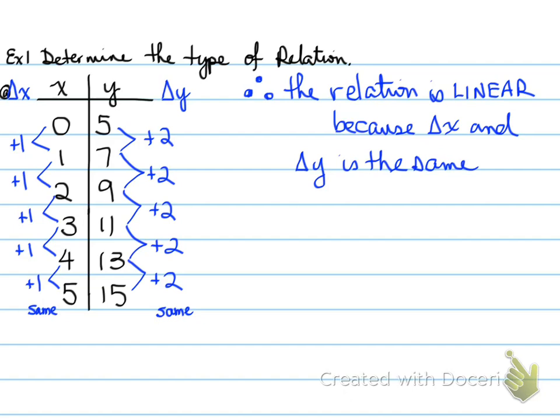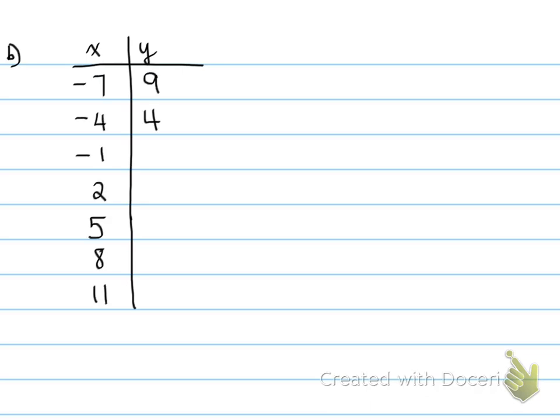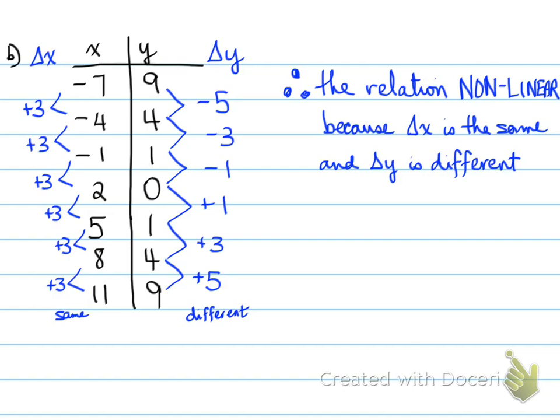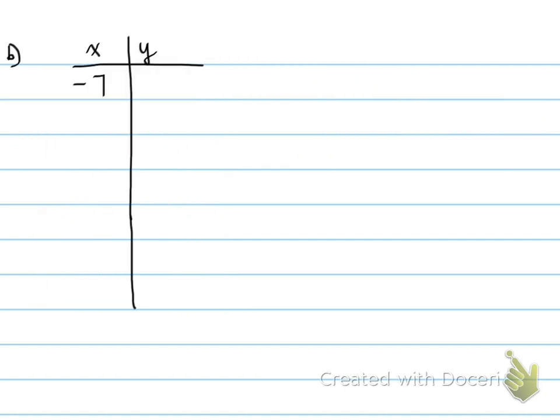All right, moving on to another example. Example 2, or part B. So here is our next table. Whoops, that's too much, folks. Let's go backwards a bit. So here's our table.